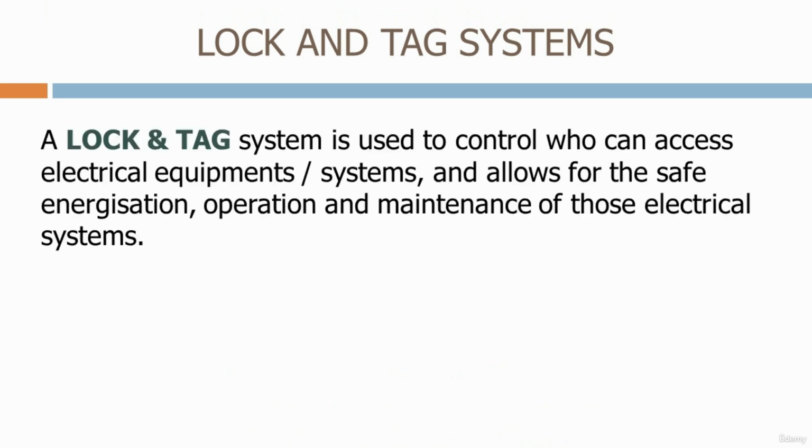A lock and tag system is used to control who can access electrical equipment or systems and allows for the safe energization, operation, and maintenance of those electrical systems.